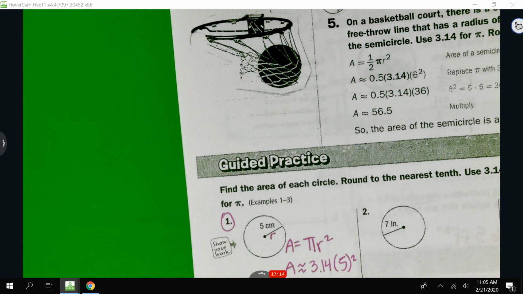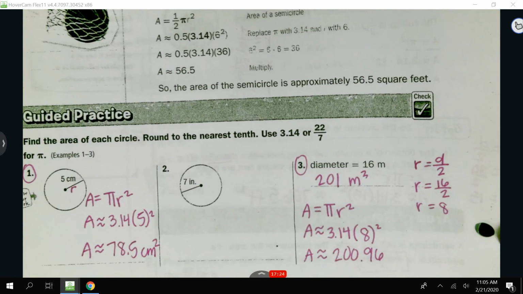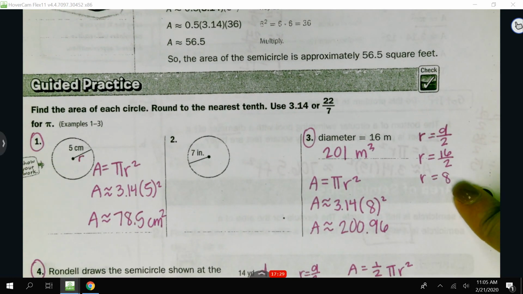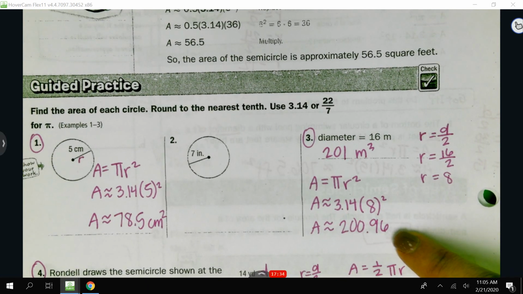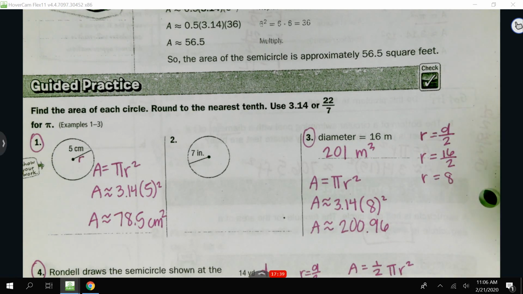You finished? Okay. What's your area for number 1? Good. 78.5 square centimeters. What about number 3? Good. 201 meters squared. So you had to find your radius, which was 8. And then plug that in your formula. Rounding to the nearest tenth, that's how we get 201. Okay. Questions on those two?